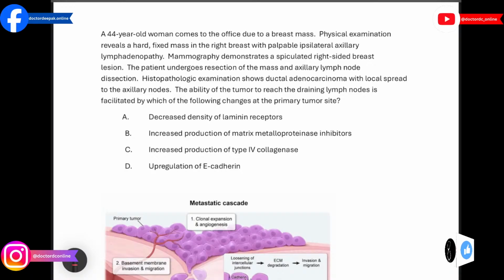Our next question is a 44-year-old woman who comes to the office with a breast mass on physical examination.